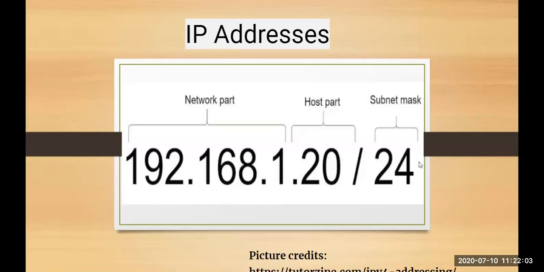When I talk about IP addresses, they are divided into three parts. First is your network part, second is your host part, and the third is your subnet mask. The host part is what uniquely identifies each host in the network, or you can say a machine in the network.